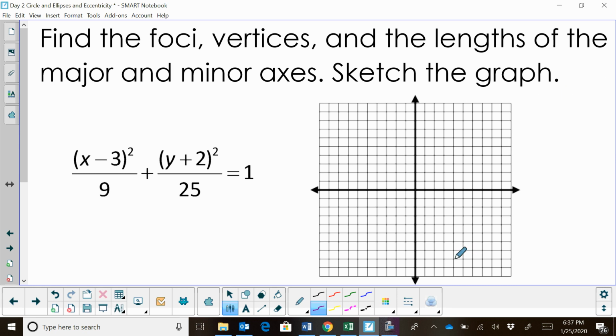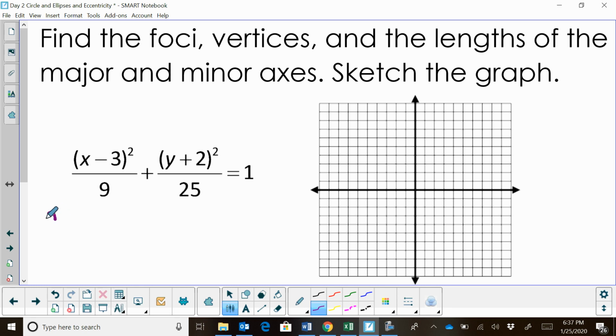Welcome to MooMooMath. Today we're going to look at how to graph an ellipse that does not have a center at the origin. So here's our equation: (x minus 3) quantity squared all over 9 plus (y plus 2) quantity squared all over 25 is equal to 1. Now, we've done a few lessons already, so you may need to go back and review those.